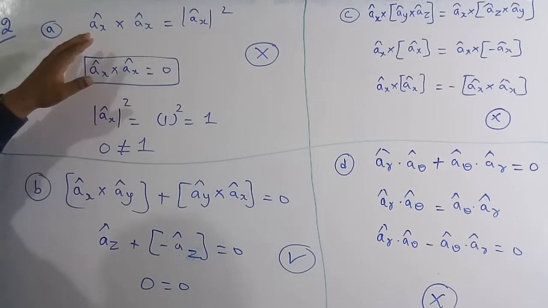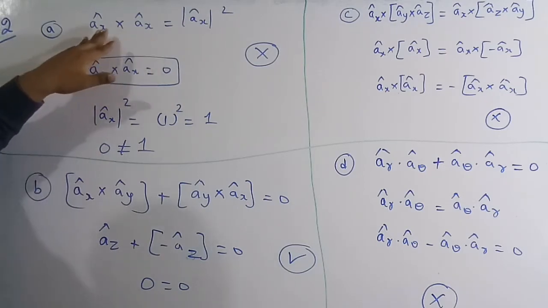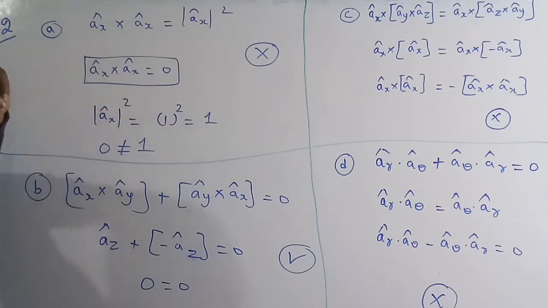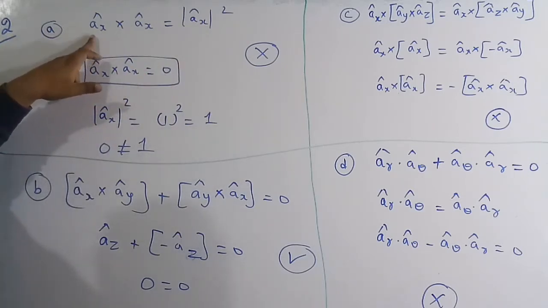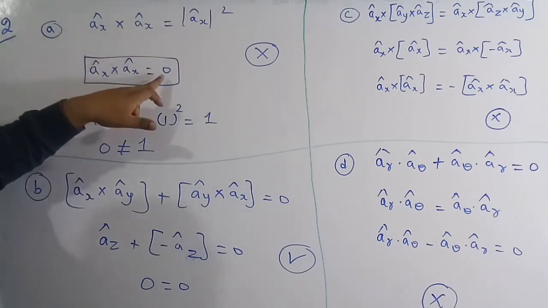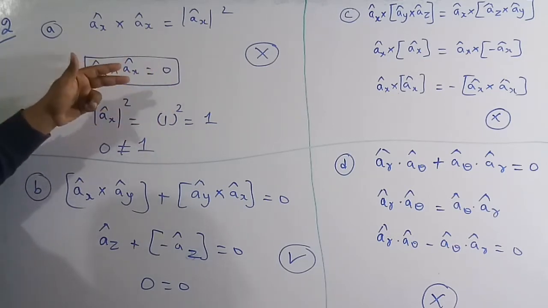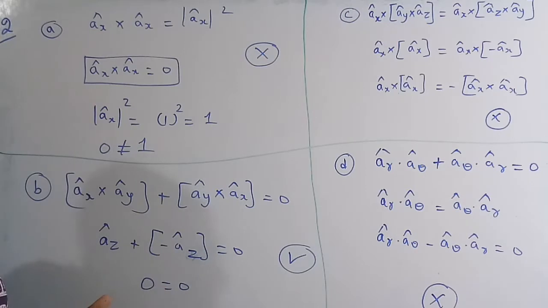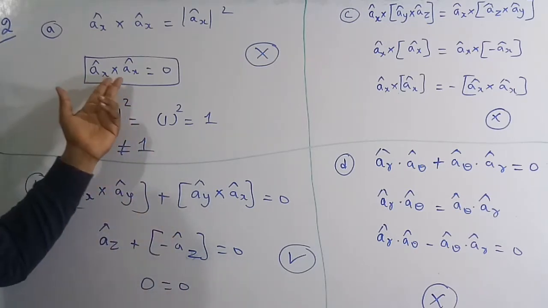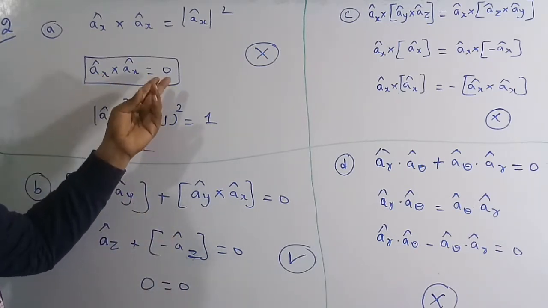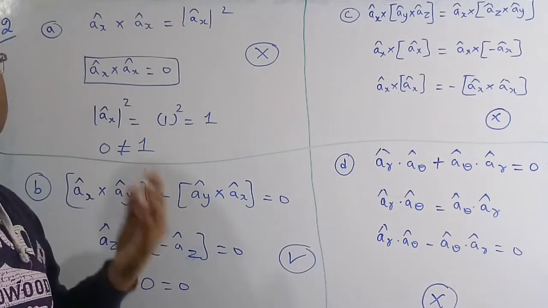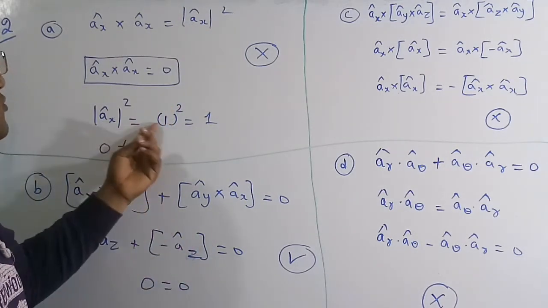So this is option A. They have given the statement x cap cross x cap is equal to mod of x cap whole square. This is what they have given. But actually x cap cross x cap is nothing but 0 because they are parallel vectors, or we can say they are the same vectors. So the angle between them is 0, so sin 0 will definitely be equal to 0. Therefore the cross product of two parallel vectors is equal to 0. But for this one, the magnitude of x cap is a unit vector, its length is 1. So 1 square is equal to 1.